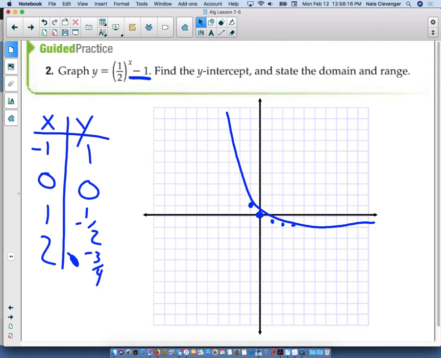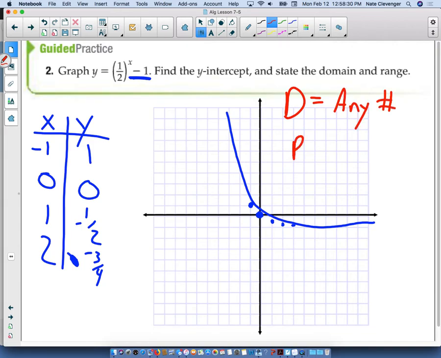Yes. So the domain, what values could we plug in for x? Any. Domain is any real number. And the range would be any number y greater than -1.